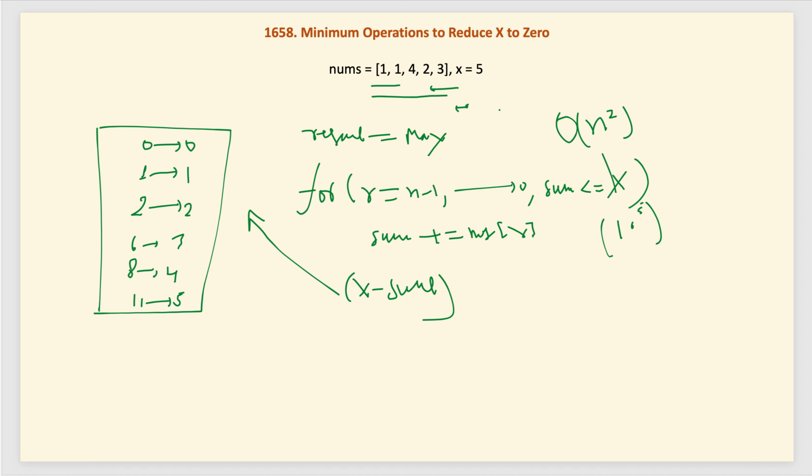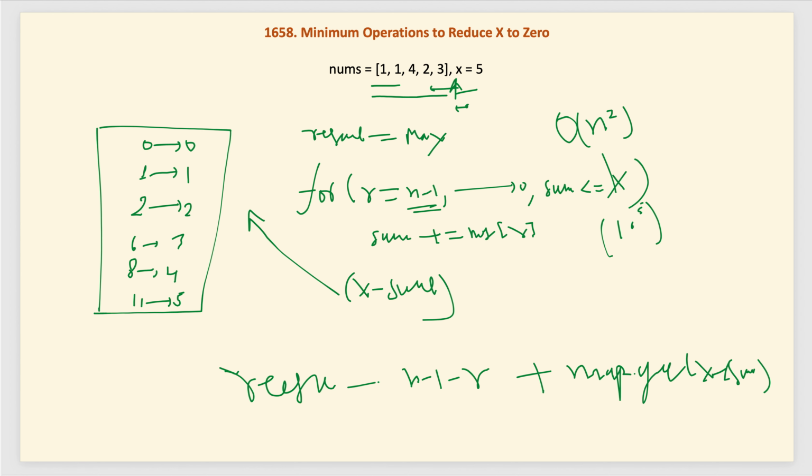Let us say the initial r is here, at n minus 1. The number of elements contributed from the right side is n minus 1 minus r, because 0 elements are contributed so far, and the number of elements from the left side is whatever index we get from the map, so map dot get for x minus sum. We keep trying this for all possible combinations and update our result by the minimum over all of these lengths.